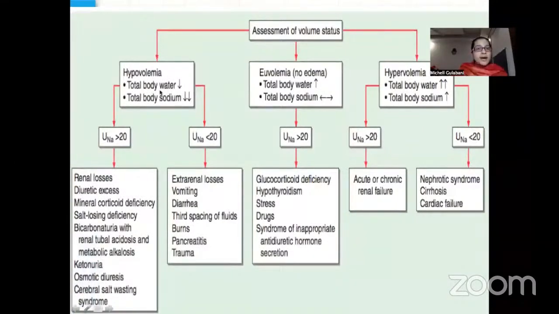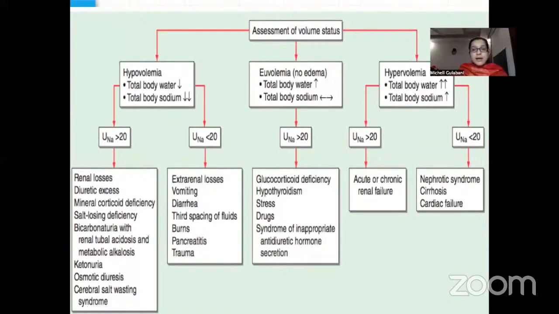In hypovolumic hyponatremia, the total body water is less, and the total body sodium is also less, to a greater extent as compared to the water. So we see hyponatremia when we check the levels. How we can differentiate these is on the basis of urine spot sodium. If it is more than 20, we think of renal causes, diuretic excess, and mineralocorticoid deficiency. If the urine spot sodium is less than 20, we think of extra-renal causes like vomiting, diarrhea, third space loss, burns, etc.